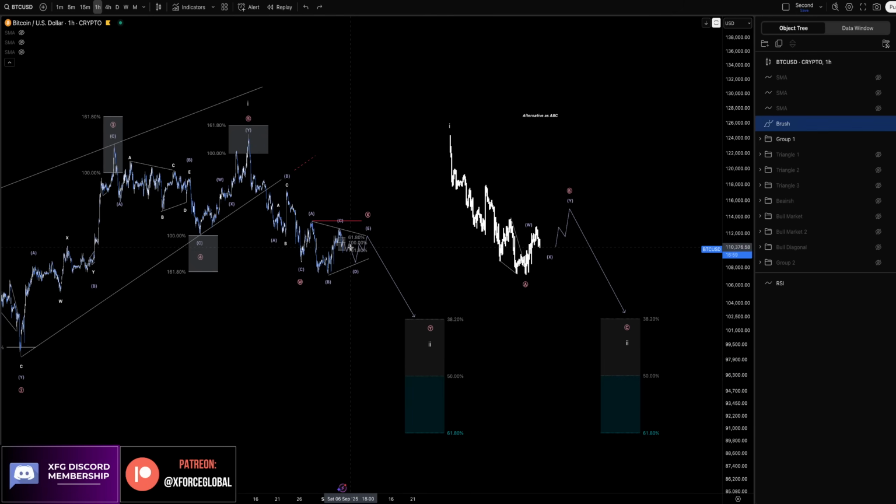If we do pop up, I don't have a real, reliable count right now. This move up to this level is not resembling an impulse whatsoever. And even this move on the micro time frames looks more like a five-way move than anything else into a wave A of some sort, maybe a B, C, and then we move up. I can't really give a clear count for this move up here.